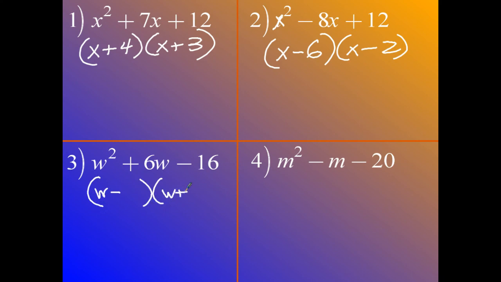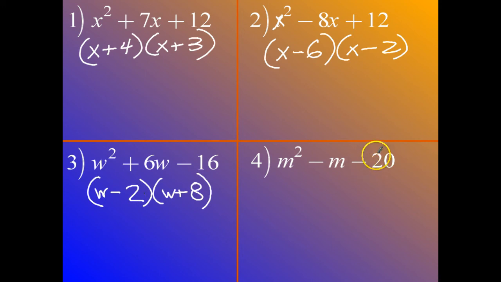So it's a matter of where I put the 8. Do I put the 8 here with the negative? Well, no, because they're 6 apart, but the bigger one is going to be positive. So w plus 8 and then w minus 2. If you expand this out, you'll see it adds up correctly.